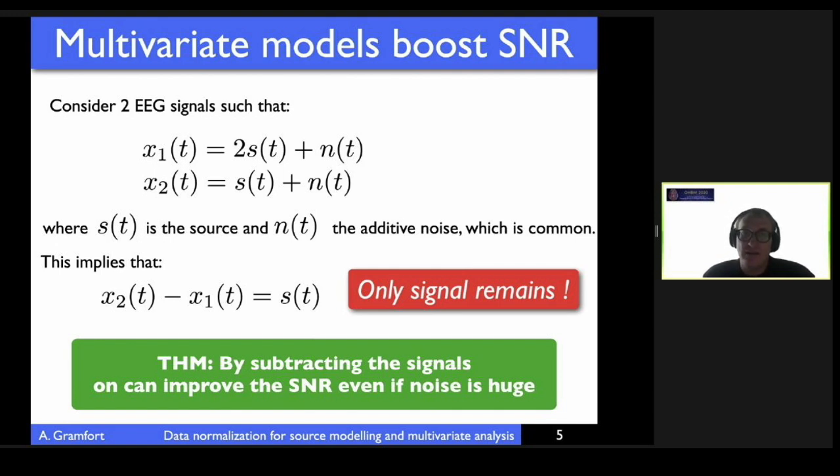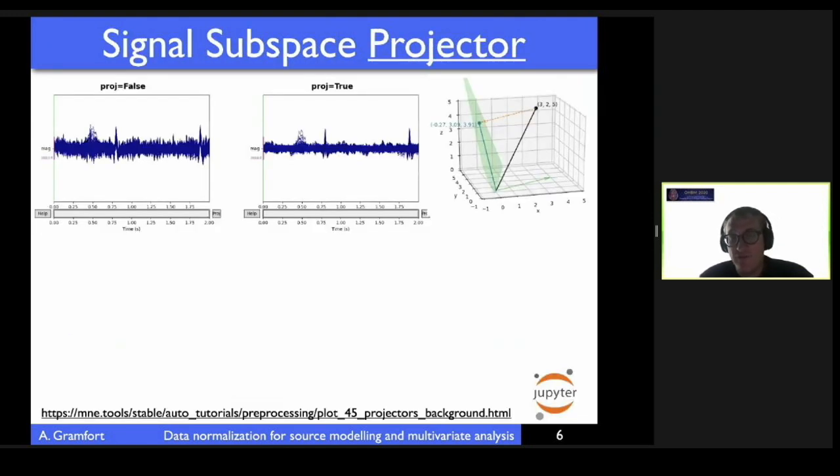So this is a very simple example, and now I'm going to illustrate this with more involved examples. There's a notion called signal subspace projection, which is a linear combination of sensors that you subtract from the data in order to denoise them. What you see here on the left is real data, without any projection applied. As you see, you have some rather noisy signals, and you can also imagine that you have slow drifts in them.